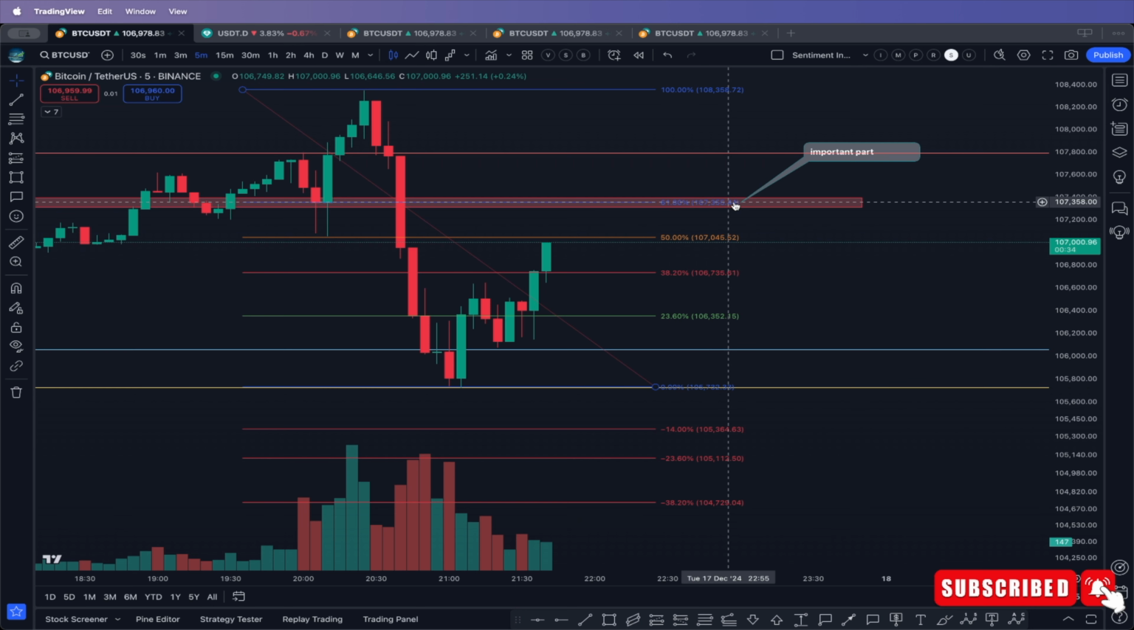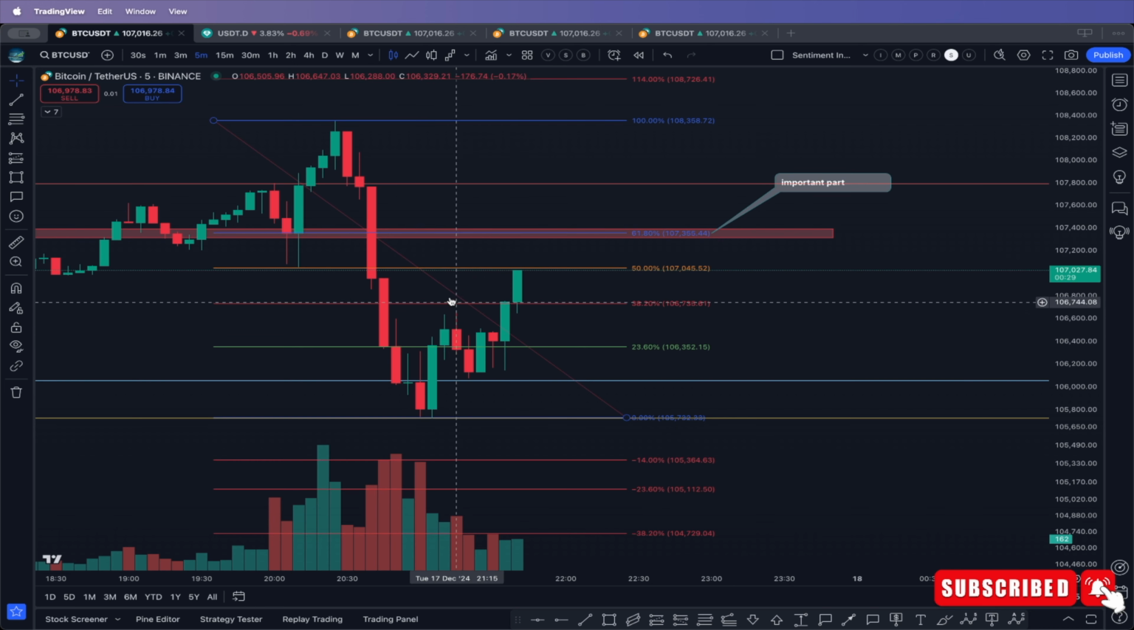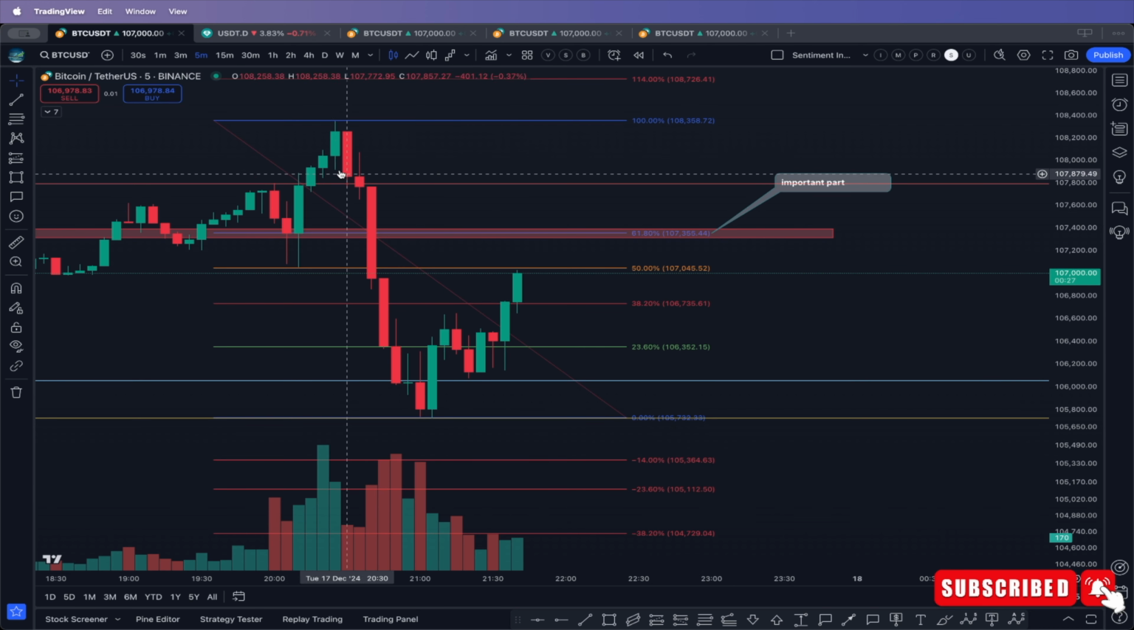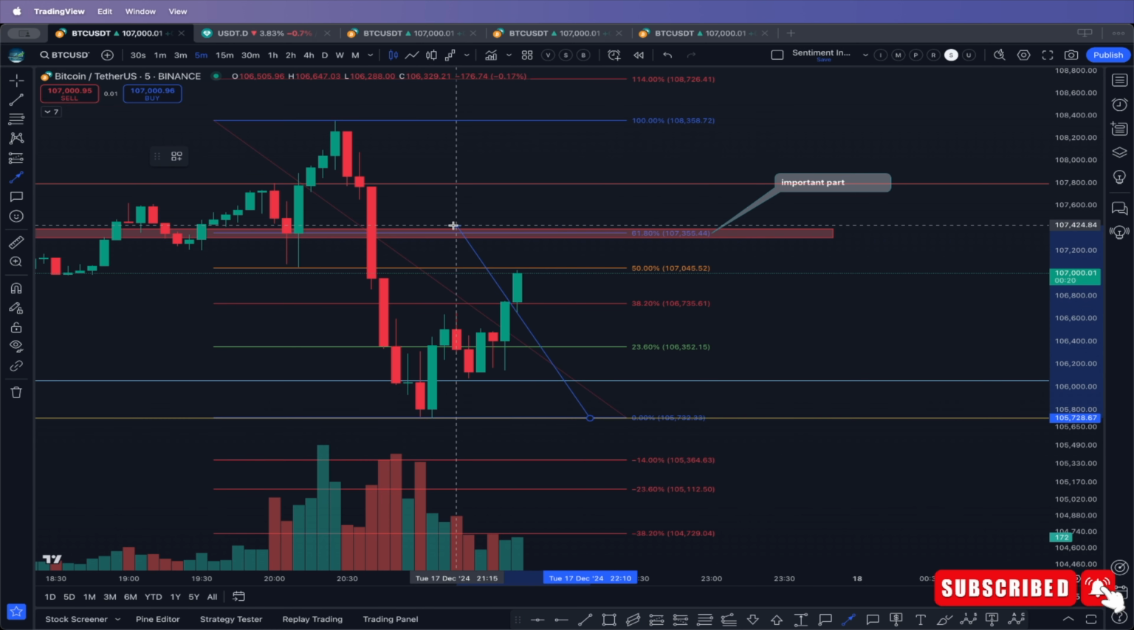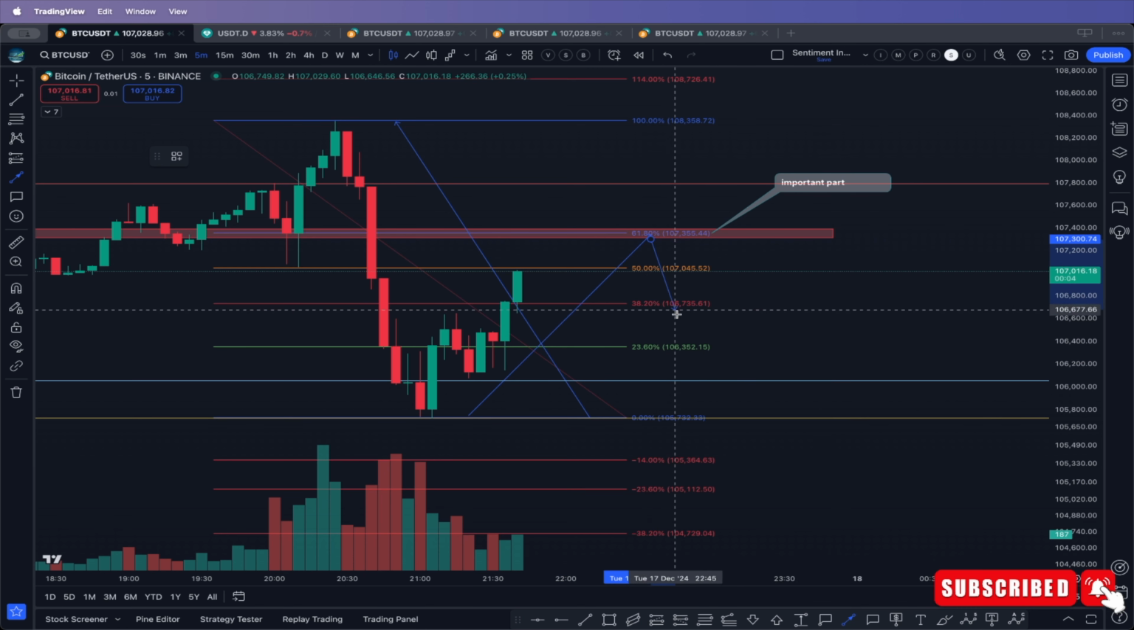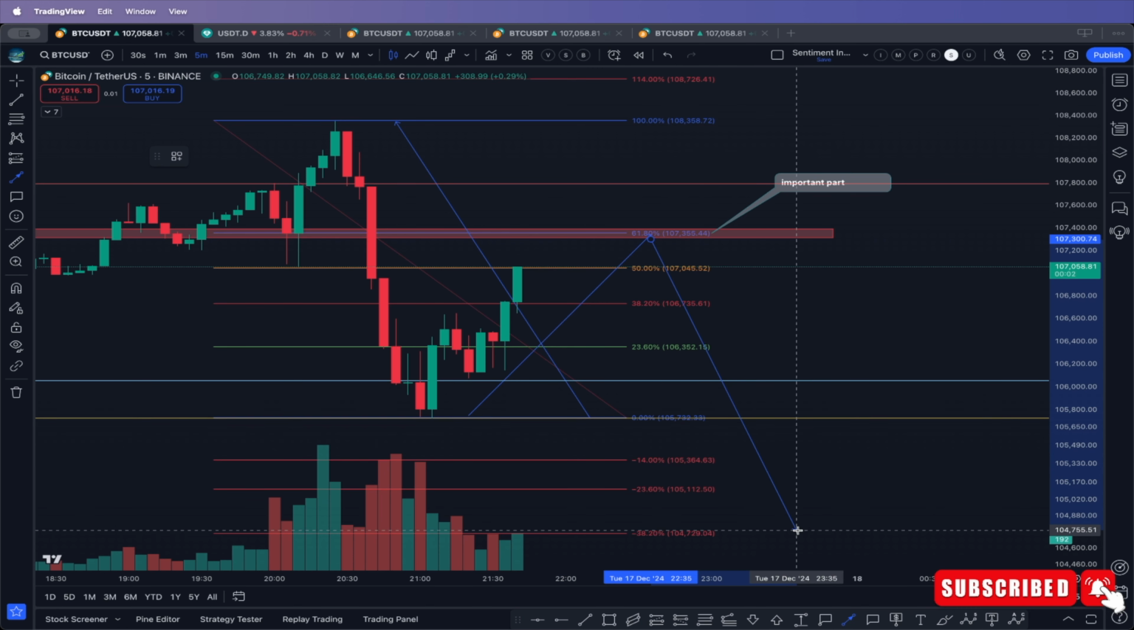61.8% is the level that would be the deciding level. So right now BTC is in a negative trend, right? And it's going up. So 61.8% would be the deciding level whether the trend which is going up will continue or it will be rejected. It will be rejected from here, and then maybe from this or maybe these levels.